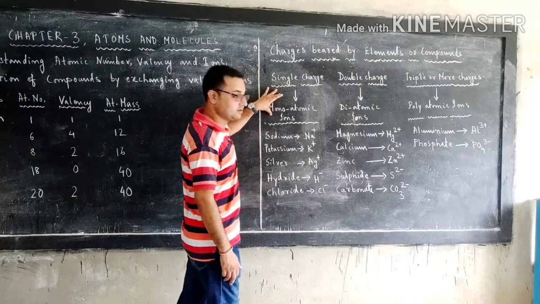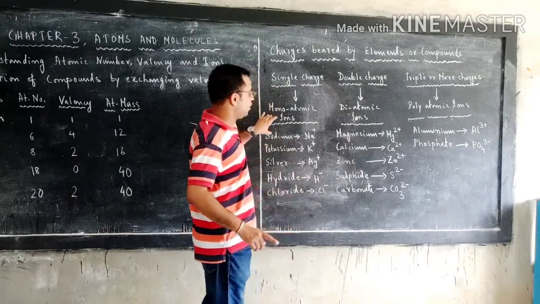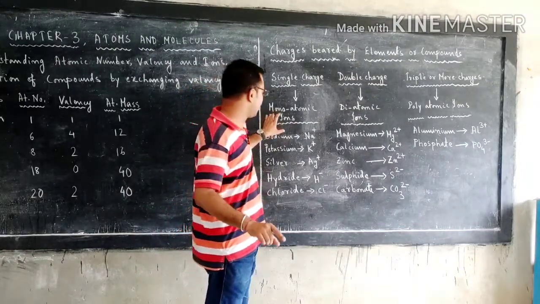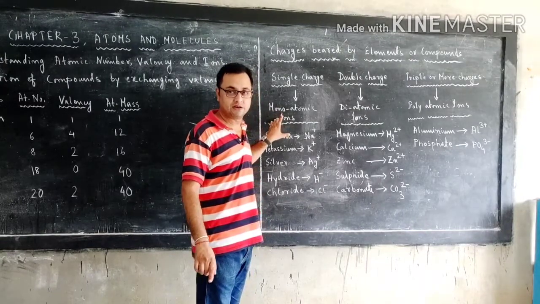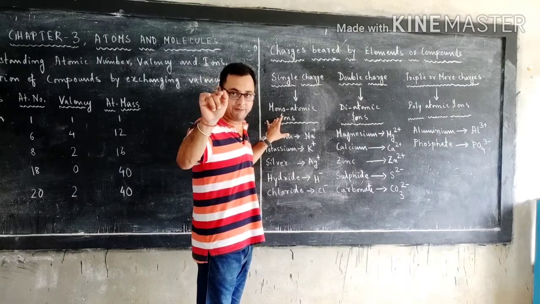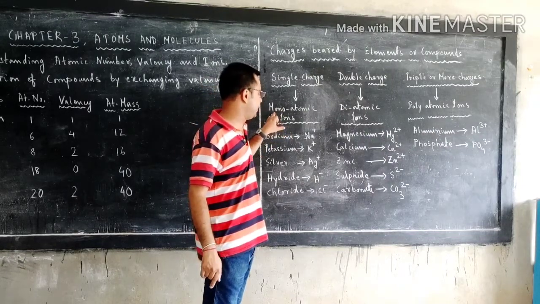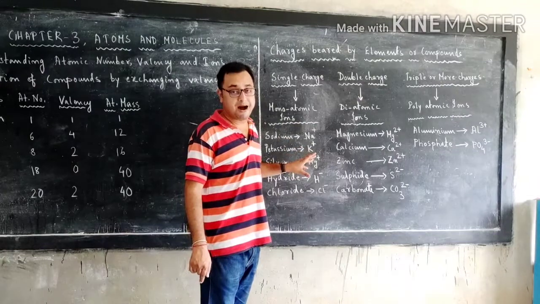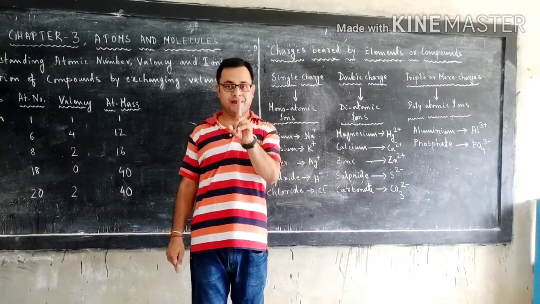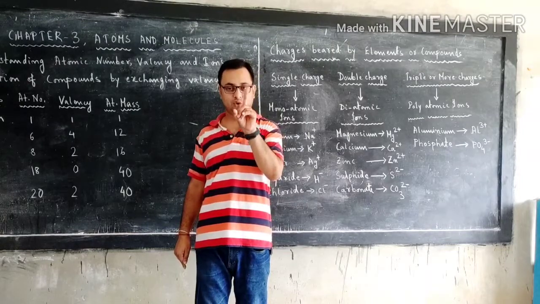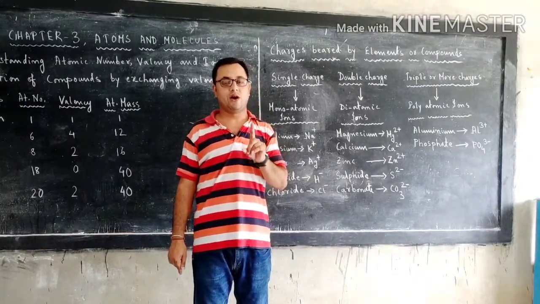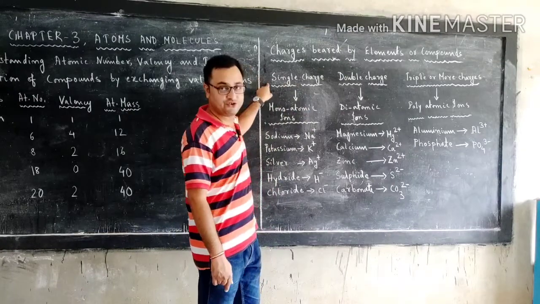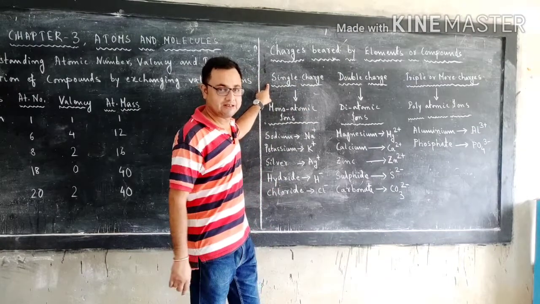The single charge, meaning 1, is called monoatomic ions. That means the elements that bear a single charge are called monoatomic ions. Remember this, these terms are very important. When we say monoatomic ions, we need to understand that the elements or particular compounds bear a single charge. Mono means 1. So when we say monoatomic ions, the element or compound is bearing a single charge.